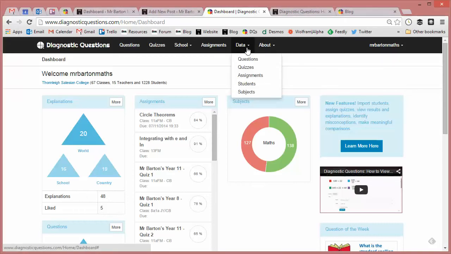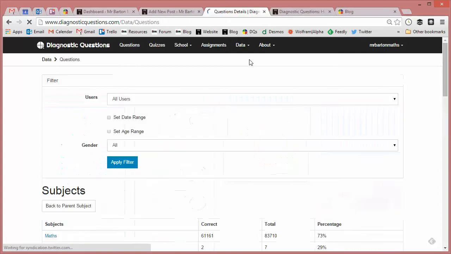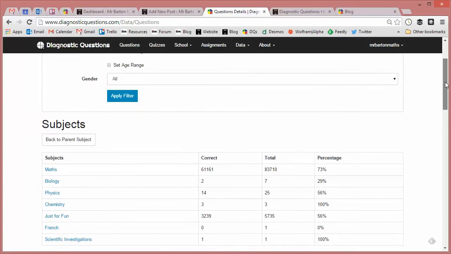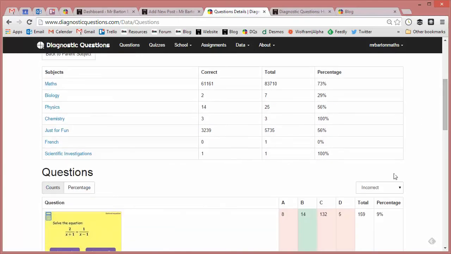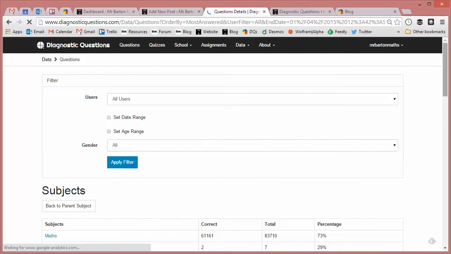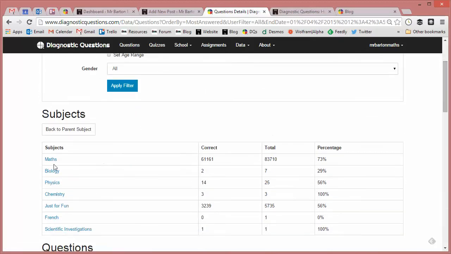To find any of the questions on here, if you go to data questions, this is quite a nice way of doing it. This is going to allow you to hone in on the most answered or most misanswered questions, whatever you want. I'm actually going to change my filter to most answered because I like it when I get as much data as possible. And let's see if I can find the question that I had in mind.